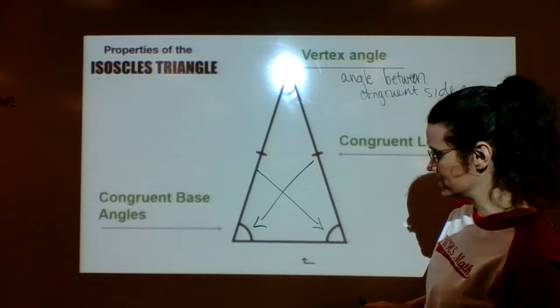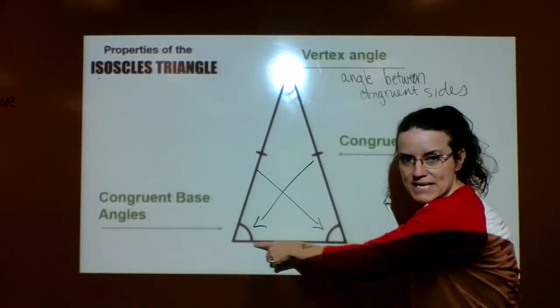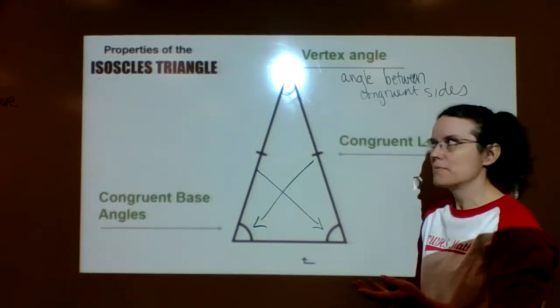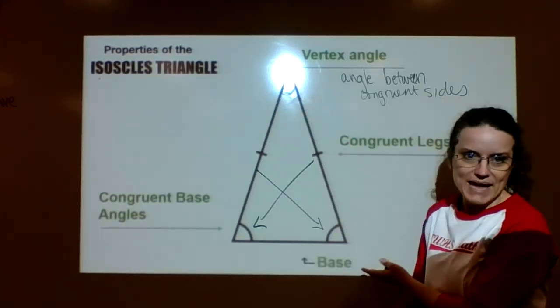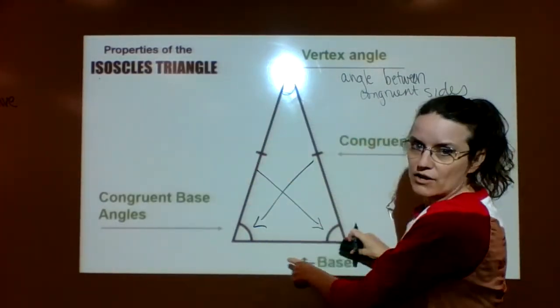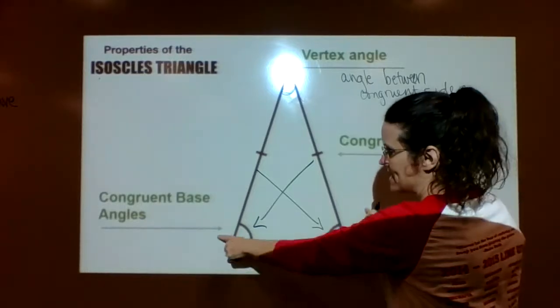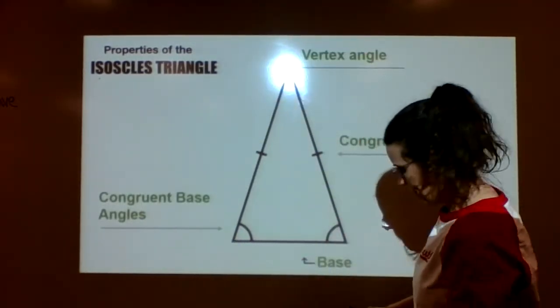no matter what, every time. And then lastly, this little piece on the bottom gets its own name too. Since it's on the bottom when we're standing the triangle up, that's called your base, because that's what it's standing on. So you've got your legs, the base it's standing on, your base angles, and your vertex angle up there at the top.